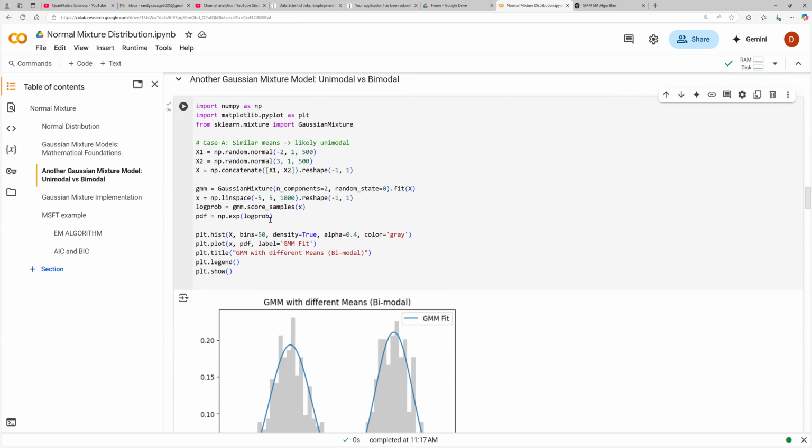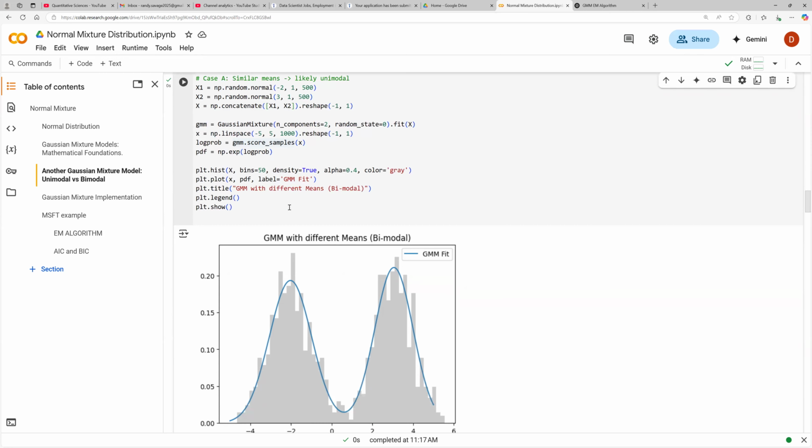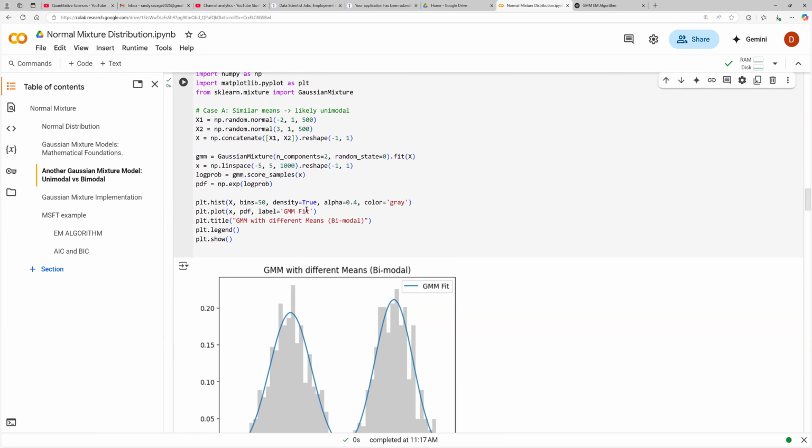So those are the different types of components that could occur under a Gaussian mixture. You could have a bimodal, unimodal. You could have more than that as well. You could have 3 or 4 modes. Here we're simplifying the example just to make it interpretable.